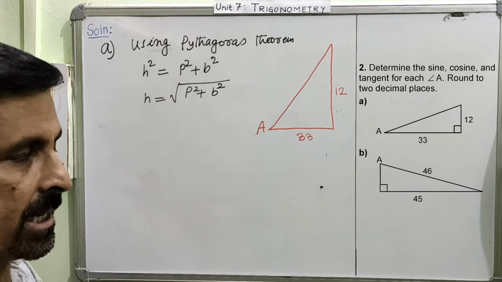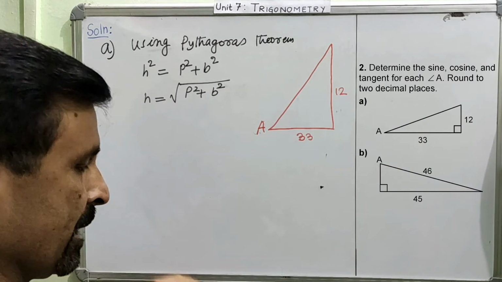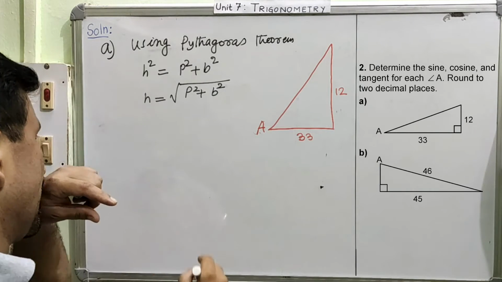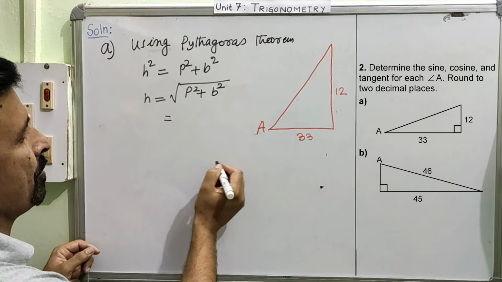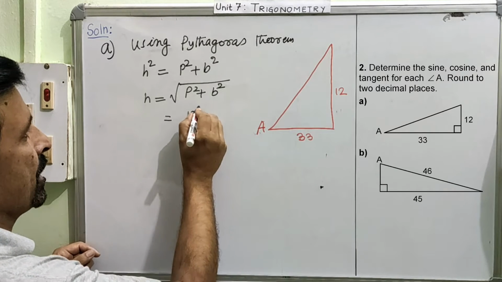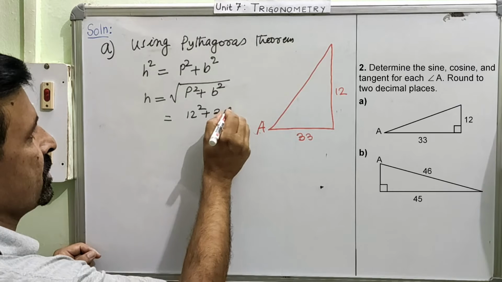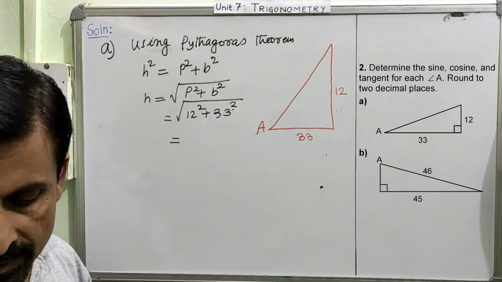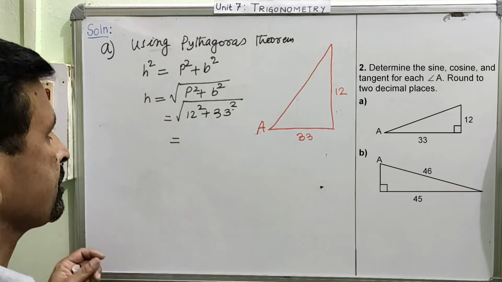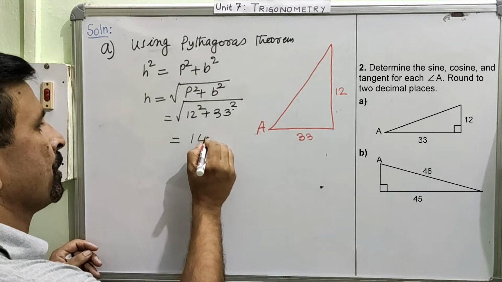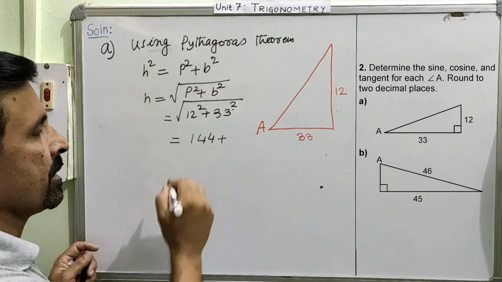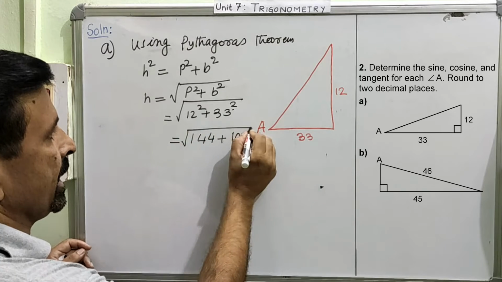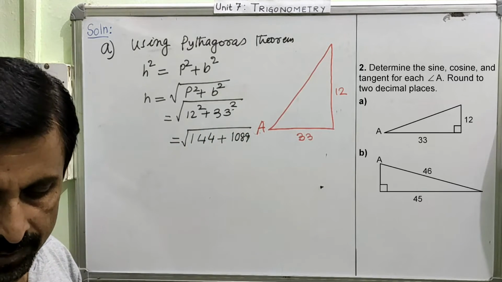Because in question number 2 it is said very clearly that you have to find the trigonometrical ratios up to 2 places of decimal. So now let us put in the values: 12 square plus 33 square. Am I clear? 12 square means 144, right? And 33 square means 1089. Am I very clear?